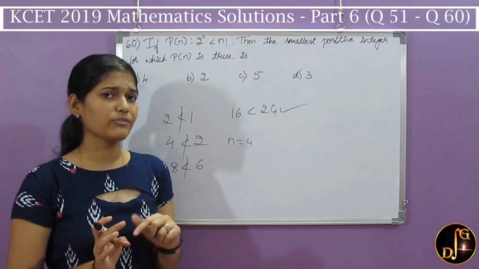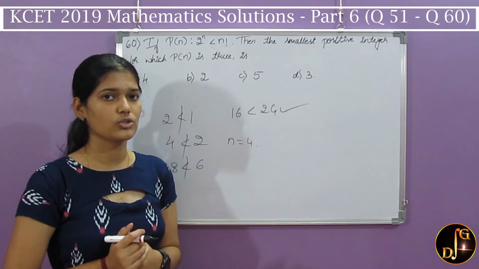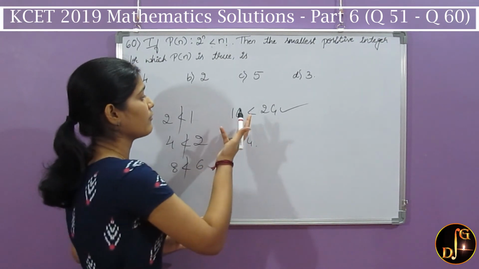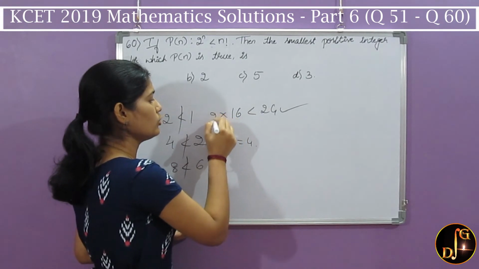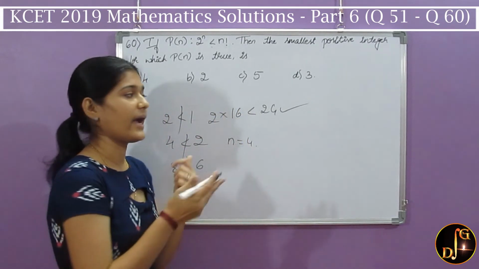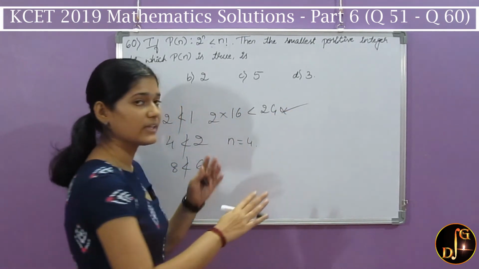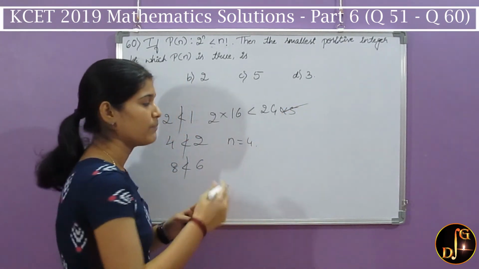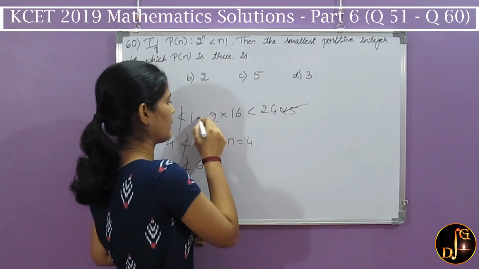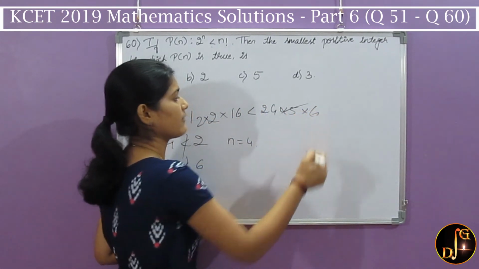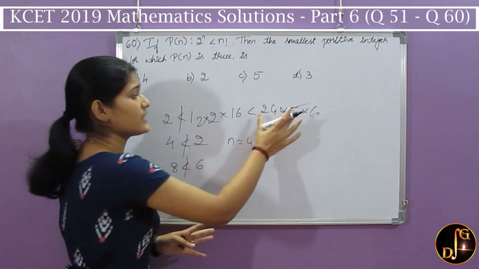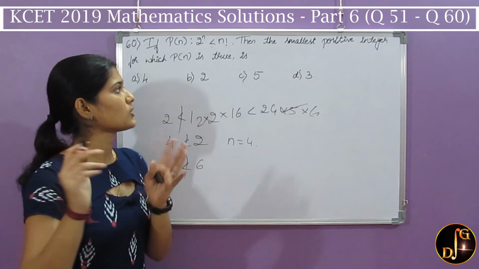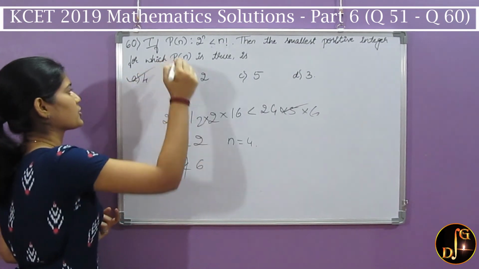Is it true that for every n greater than 4 it is true? Yes, it is obviously true because we are multiplying 2 on the left hand side and we are multiplying with something larger than 2 on the right, right? Here we will multiply with 5. For the next term, if we multiply here with 2, here we will multiply with 6. So these numbers go on increasing, right? So the correct answer is option A.